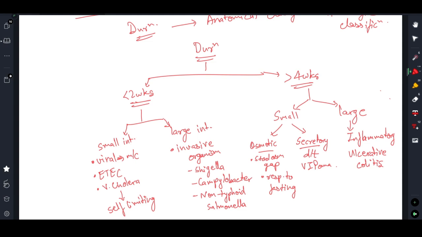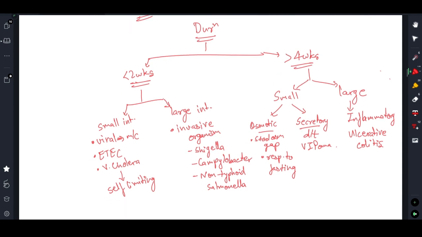You will check for pus, blood or mucus present in the stool, right? And if pus, blood or mucus is present in the stool, you will classify it as large intestinal diarrhea. If it is not present, you will classify it as small intestinal diarrhea. Now, if you are talking about the acute presentation, and the patient is having small intestinal diarrhea, what can be the common causes?